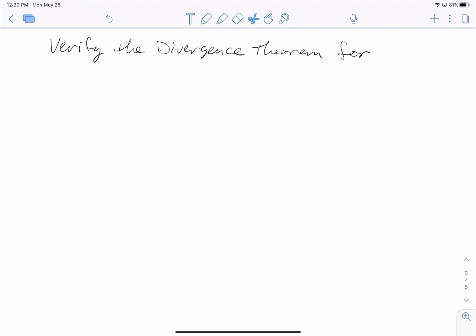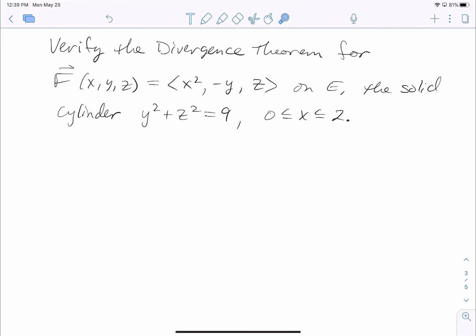I have a feeling this exercise was designed to give us an appreciation for the divergence theorem. We are to verify it for the vector field F of x, y, z equals x squared, negative y, z on E, which is a solid cylinder, y squared plus z squared equals 9, x going from 0 to 2.